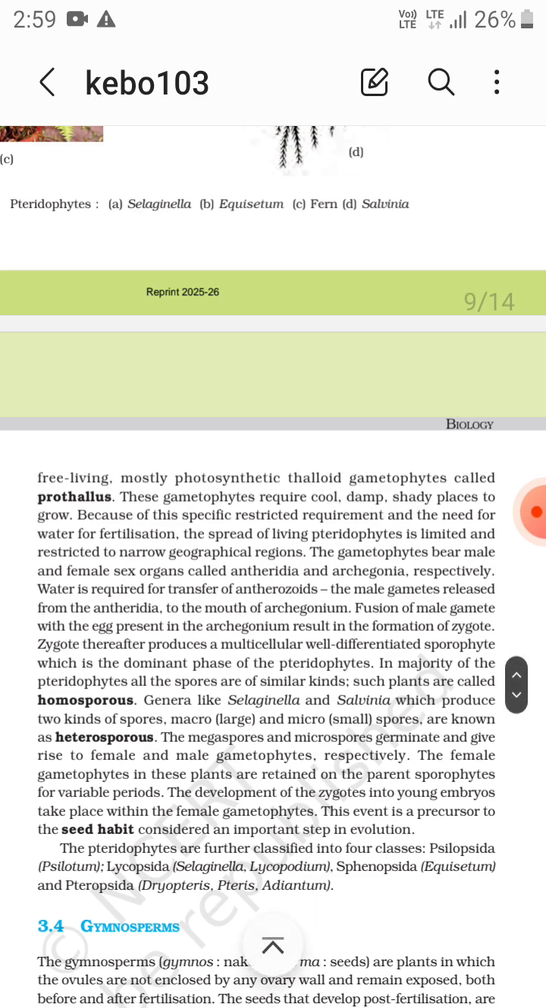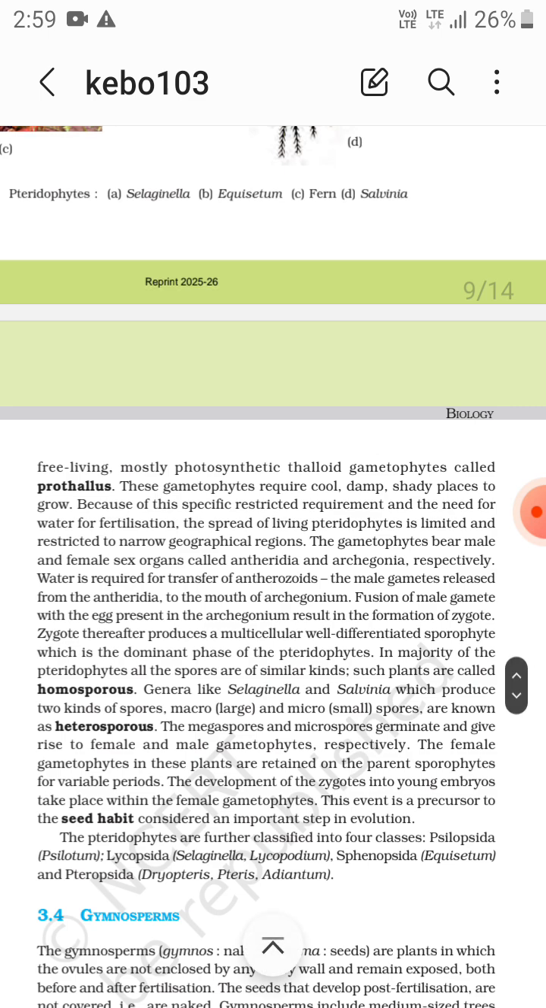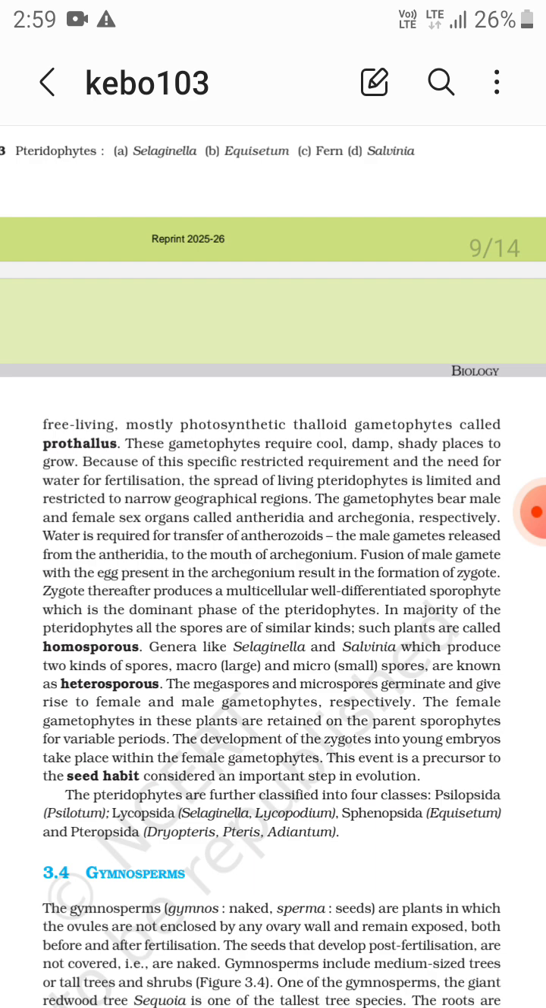The gametophytes bear male and female sex organs called antheridia and archegonia, respectively. Water is required for transfer of antherozoids, the male gametes released from the antheridia to the mouth of the archegonium. Fusion of the male gamete with the egg present in the archegonium results in the formation of the zygote. The zygote thereafter produces a multicellular, well-differentiated sporophyte, which is the dominant phase of the pteridophytes.